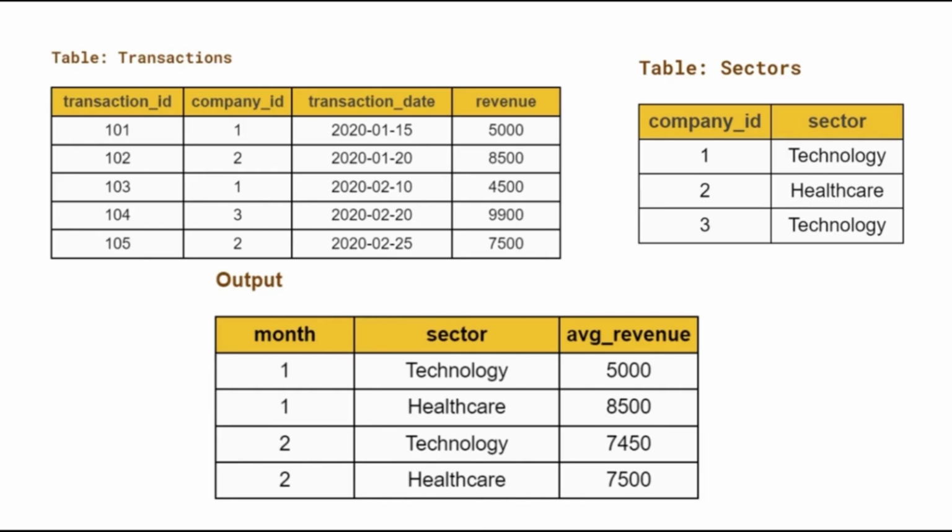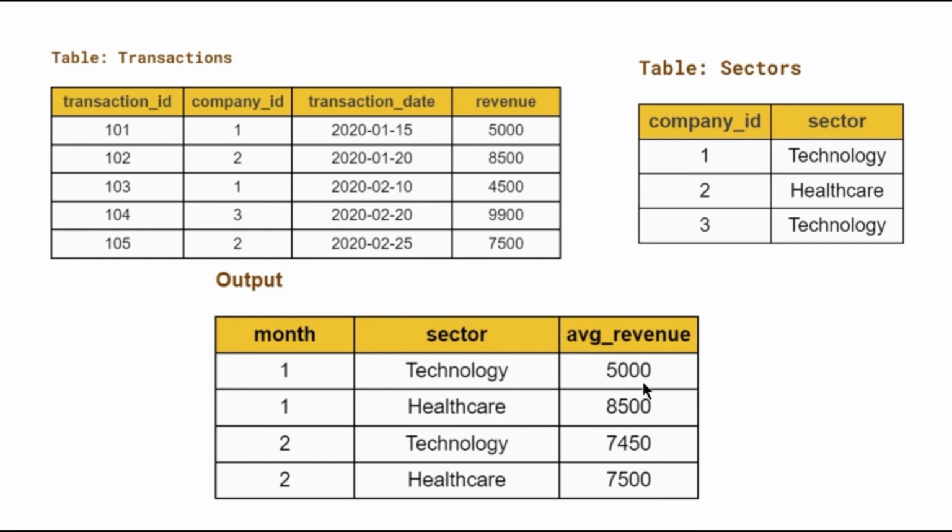Let's calculate the average revenue for the January month for the technology sector. Company ID 1 belongs to the technology sector. There are only two transactions made in January 2020, with company ID 1 and company ID 2. Company ID 1 has a revenue of 5,000 in January, and since there is only one transaction for the sector in January, the average revenue for the technology sector is 5,000, as you can see in the output. Month 1 denotes January, with the sector technology.